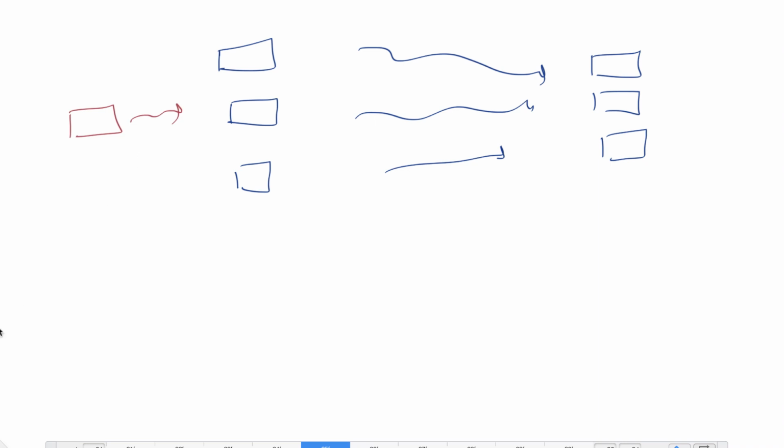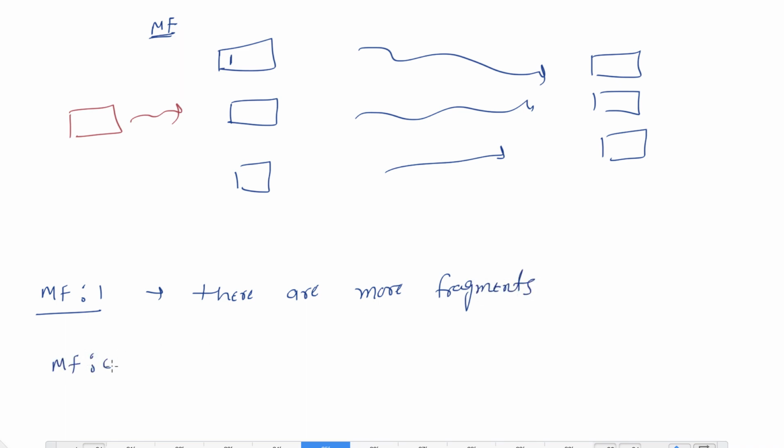So for that there is a need, and that is done by just one bit, called MF, more fragment. If MF is 1, then it means this is not the last packet. MF is 1, then there are more fragments to follow. If MF is 0, then I will say no more fragments. This is the last packet basically.